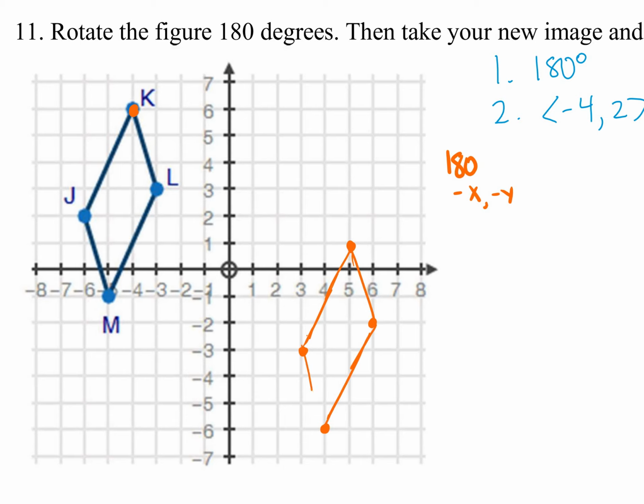Now I should have labeled each of these as I went along. I didn't. But now we're going to translate it -4, 2. So let's do that. 1, 2, 3, 4, up 2, new point. 1, 2, 3, 4, up 2, new point. 1, 2, 3, 4, up 2, new point. And 1, 2, 3, 4, up 2, new point. So this.